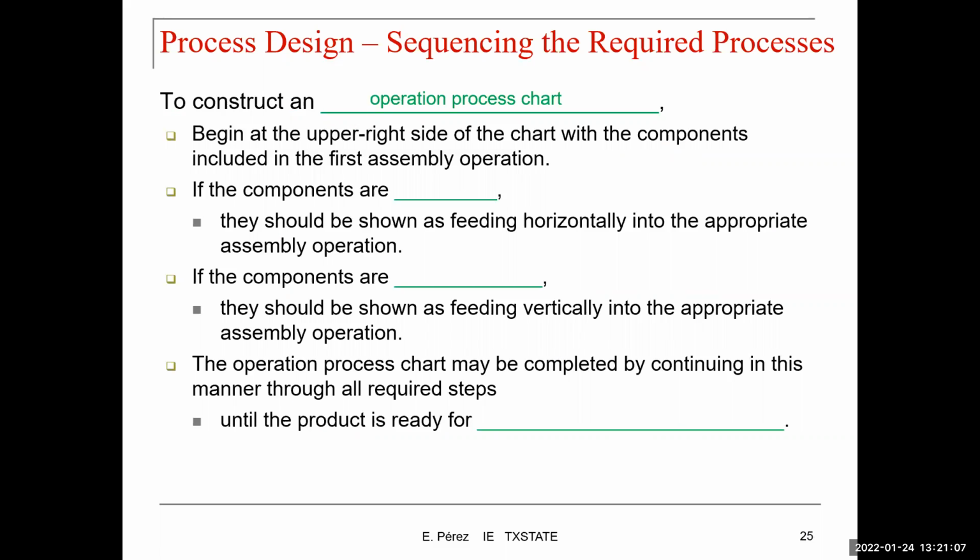To construct an operation process chart, begin at the upper right side of the chart with the components included in the first assembly operation. If the components are purchased, they should be shown as fitting horizontally into the appropriate assembly operation. If the components are manufactured, they should be shown as fitting vertically into the appropriate assembly operation. The operation process chart may be completed by continuing in this manner through all the required steps, until the product is ready for release to the warehouse.